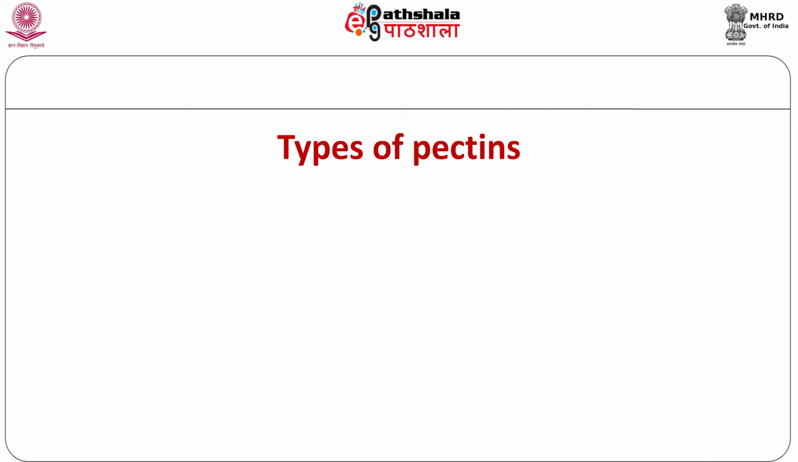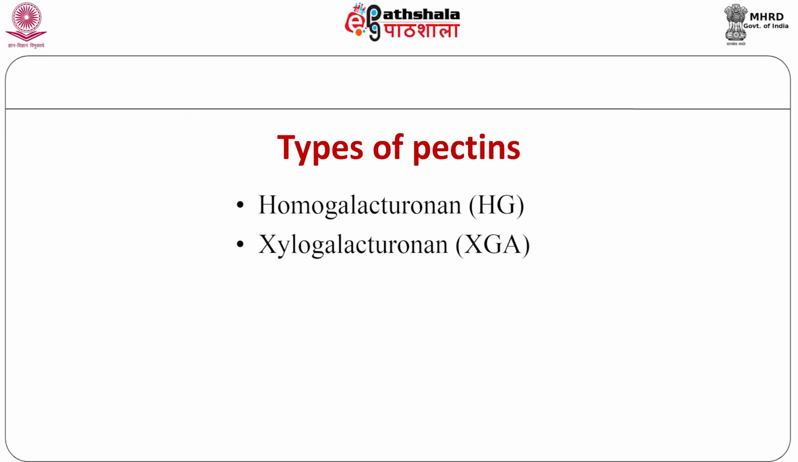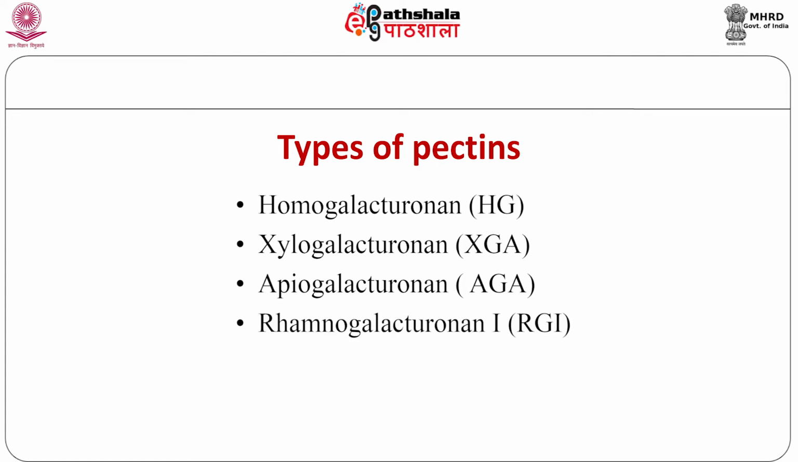Types of pectins. In plants, different types of pectins have been reported. Some of them are as follows: homogalacturonan, HG; xylogalacturonan, that is XGA; apiogalacturonan, that is AGA; rhamnogalacturonan 1, that is RG1, and rhamnogalacturonan 2, that is RG2.